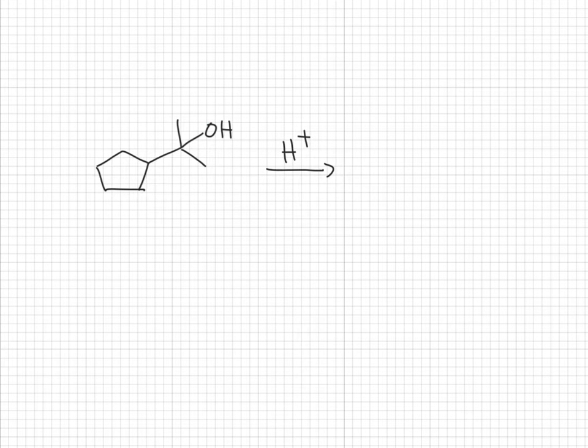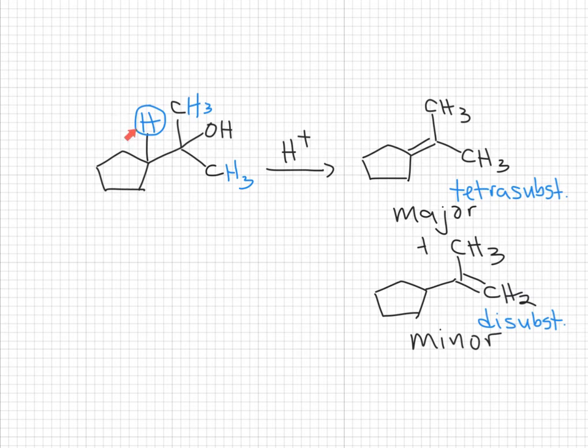So Zaitsev's rule is a useful shortcut to determine the product distribution of alkene formation. It states that the proton that will be removed is the proton on the carbon bearing the fewest protons. Removal of this proton gives the tetrasubstituted alkene as the major product, and the disubstituted alkene as the minor product.